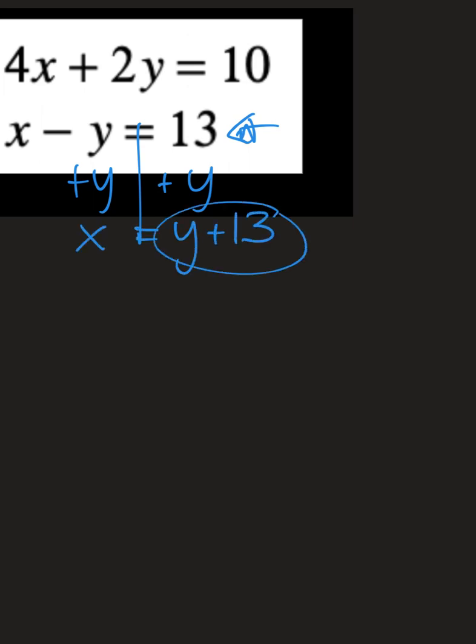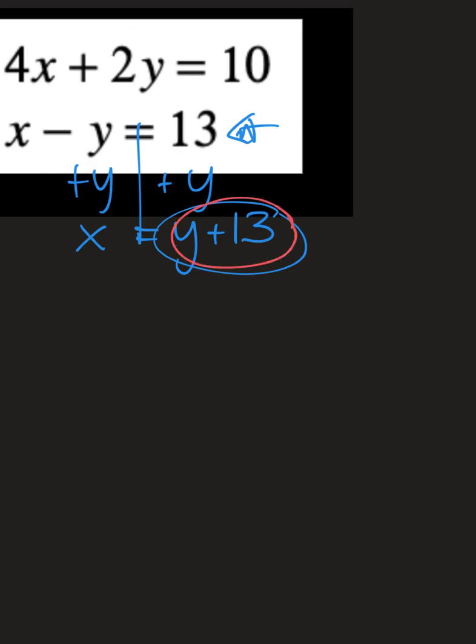For this last example, before you try some on your own, we do need to solve one or both of these to isolate a variable. So I'm going to isolate a variable in this one, and I'm going to isolate x. You can isolate y in either of them or x in either of them, but this is going to be the easiest option for me. Let's actually just solve it right up there. So I'm going to add y to both sides, and x is equal to y plus 13. So I'm going to use this.